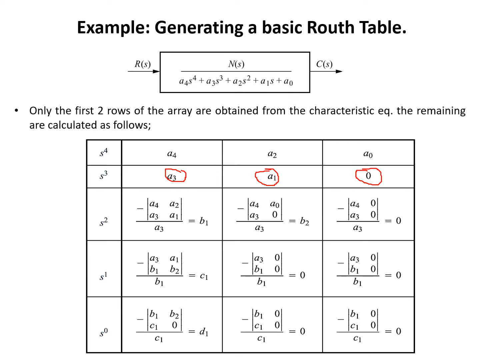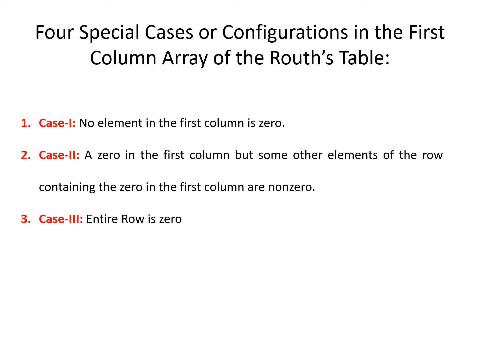Now we are going to construct the consecutive rows using these two rows following the same procedure. That is, we are going to take the determinant of a4, a2, a1, a3. It is nothing but equal to a3 into a2 minus a1 into a4 divided by a3. So the s2 row is constructed, the s1 row is constructed, and the s0 row is similarly constructed. So once the array is available to us, then we can analyze the stability.